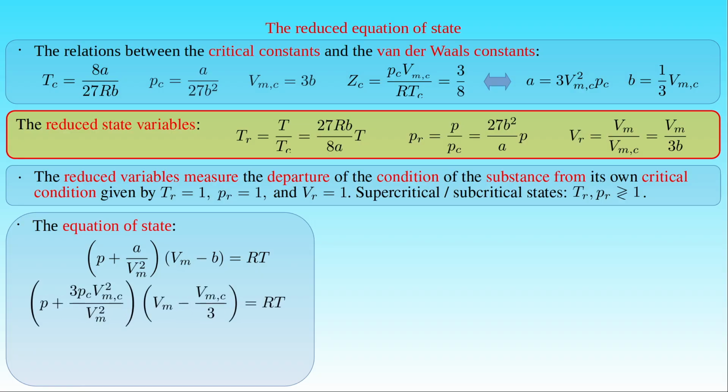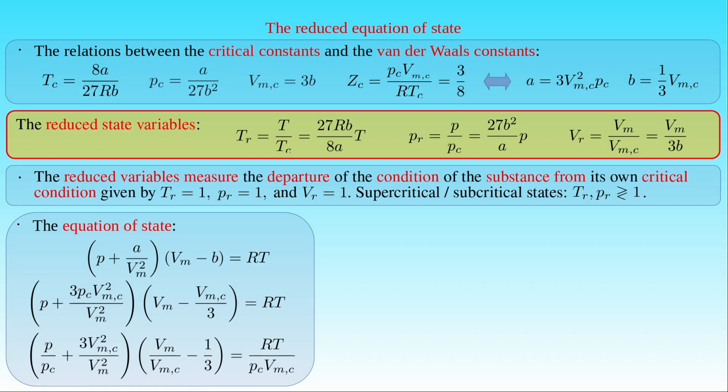If we insert the formula for the constants A and B expressed in terms of the critical constants into this equation, then we can write the second term in the first parentheses as 3 times Pc times the square of V_mc over the square of Vm. Similarly, the constant B in the second parentheses can be written as V_mc over 3. After dividing this equation by the product of Pc and V_mc, we obtain another equation stating that the sum of P over Pc and 3 times the square of V_mc over the square of Vm, times the difference between Vm over V_mc and 1 over 3, is equal to R times T over the product of Pc and V_mc.